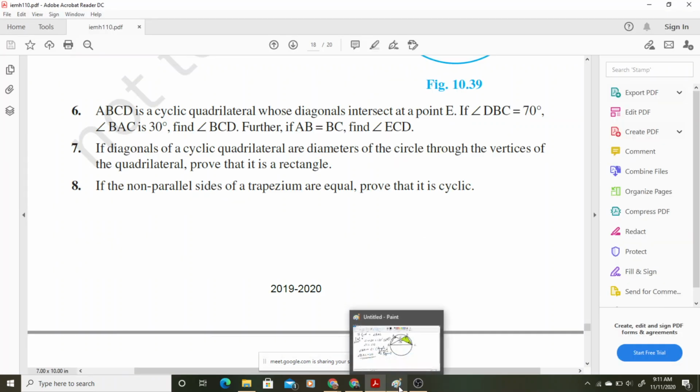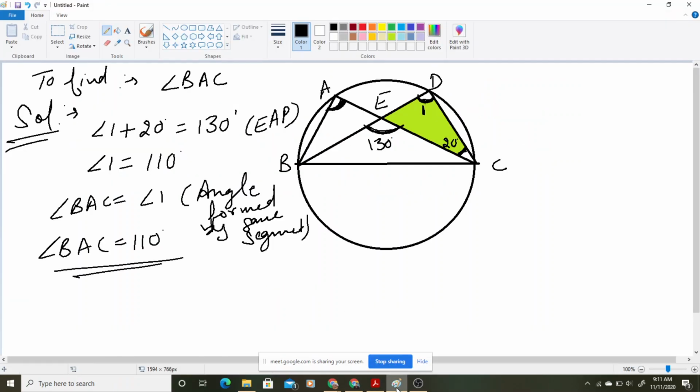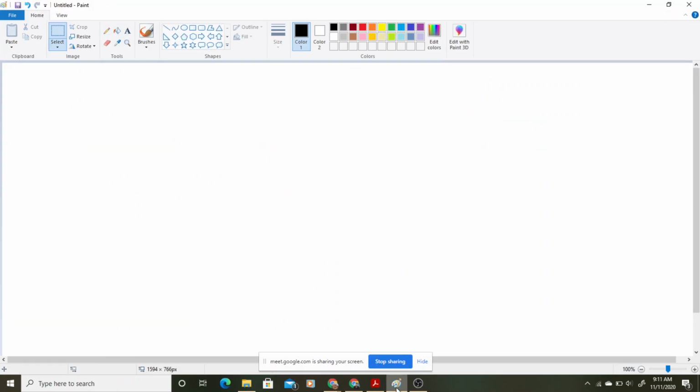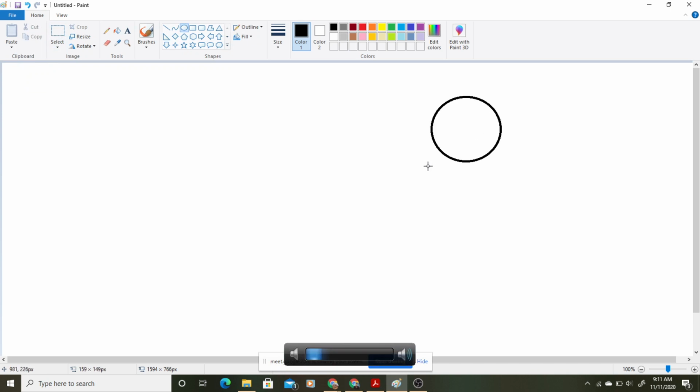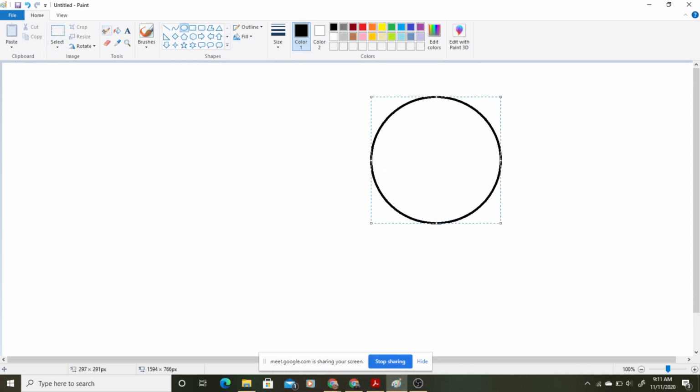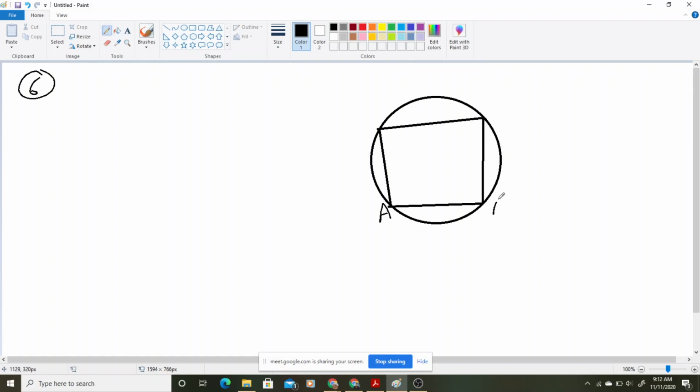Now let us see the sixth one. ABCD is a cyclic quadrilateral. So first we will draw a cyclic quadrilateral here. This is question number 6 we are doing. So let us take a cyclic quadrilateral. Okay, this is the cyclic quadrilateral I am taking, A, B, C, D.